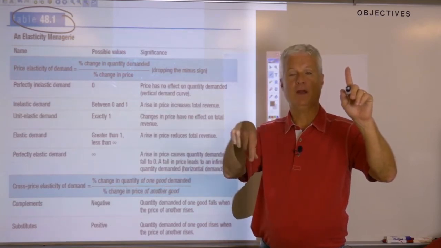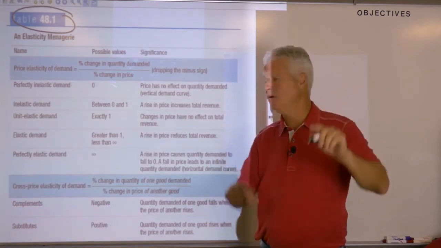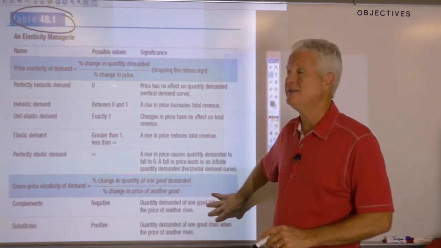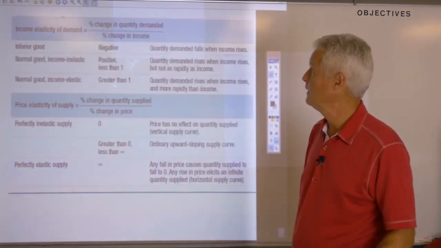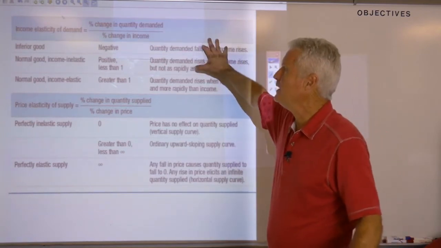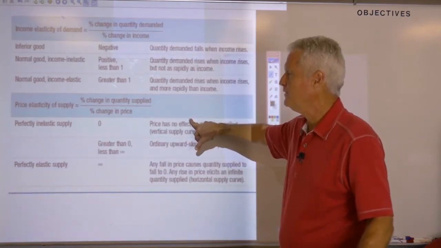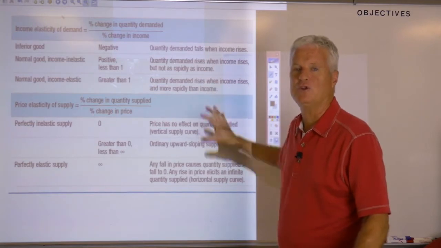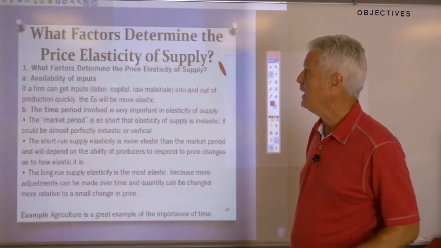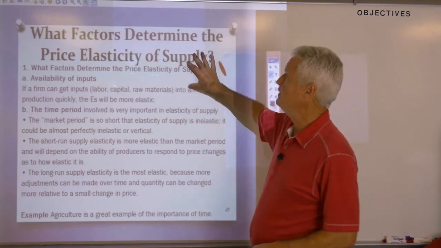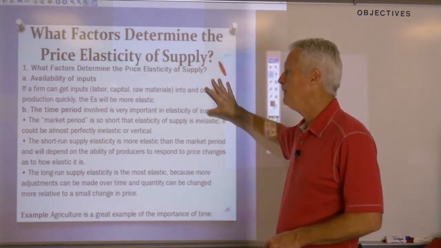Well, it goes down, right? How much does it go down? Well, that's cross-price elasticity. And once again, the change in quantity is there. It also has income elasticity of demand, price elasticity of supply. It's a great little chart. Make sure you have a copy and you study it a little bit, see if it makes sense to you. And the last thing we want to talk about is the price elasticity of supply.